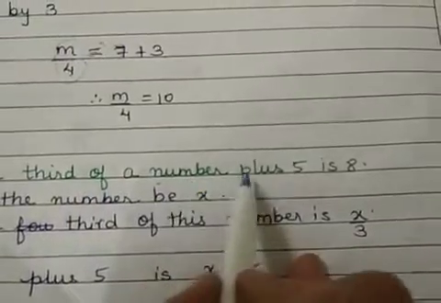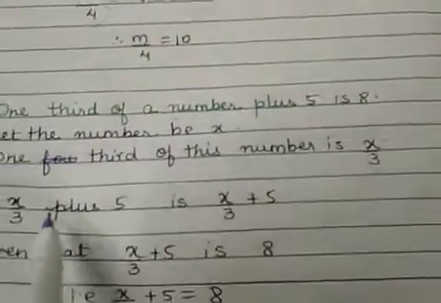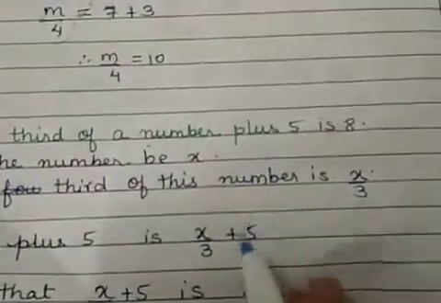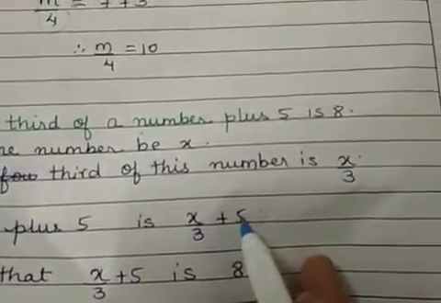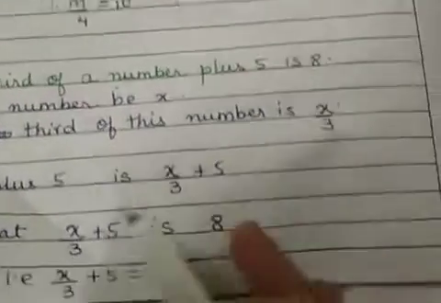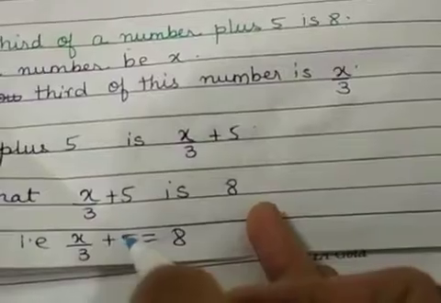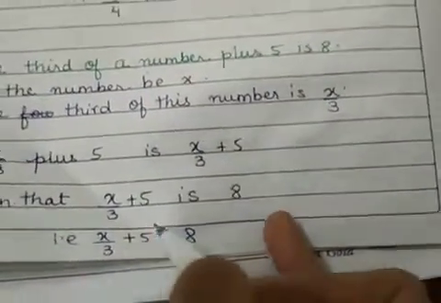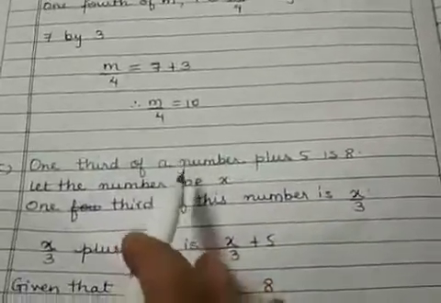1/3 of a number plus 5 means what? x upon 3 plus 5. So this number is 8 means x upon 3 plus 5 is equal to 8. So this is the equation for this statement.